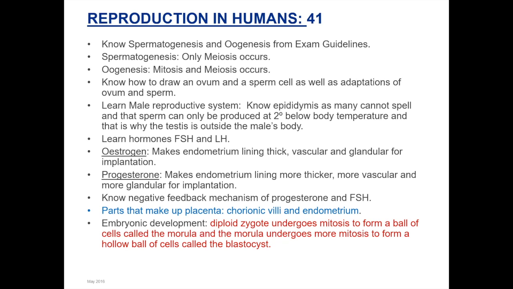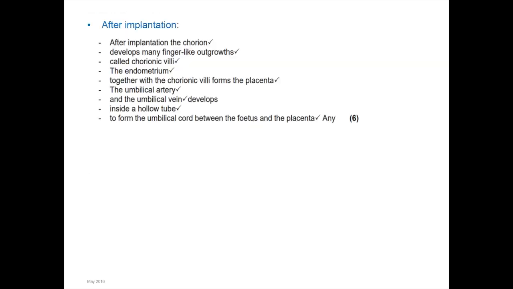Then, when it comes to embryonic development, they may ask you from fertilization till implantation. Till implantation, this is the answer. Diploid zygote undergoes mitosis to form a ball of cells called the morula. The morula undergoes more mitosis to form a hollow ball of cells called the blastocyst. Then, if you are asked after implantation what occurs, this is your answer.